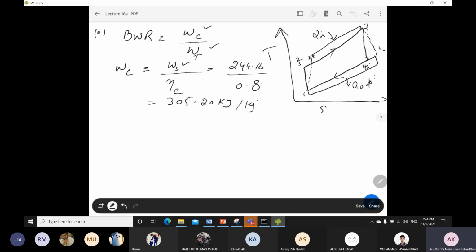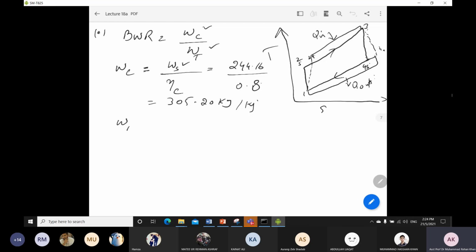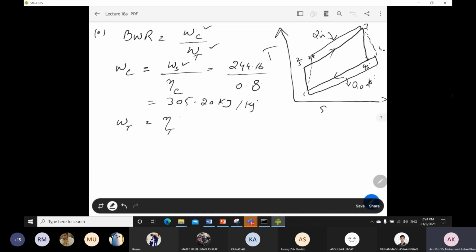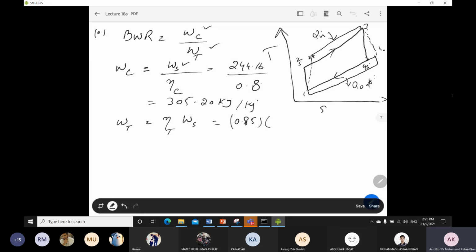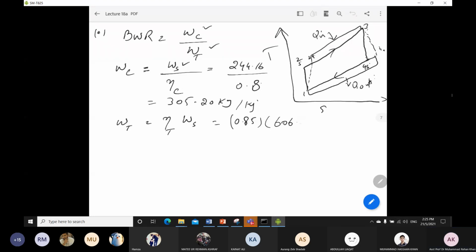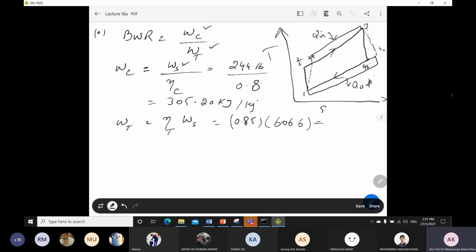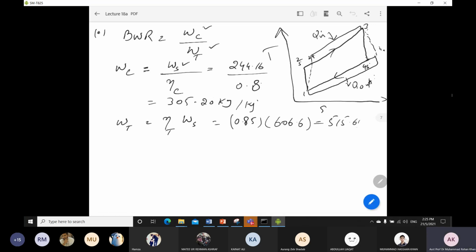Similarly, we have to find the actual turbine work. The actual turbine work is equal to the isentropic efficiency of the turbine multiplied by the isentropic work of your turbine. This value is 0.85, mentioned in your question, and WS you can get by going back to example 9-5, which is 606.6 kilojoule. If you solve it, you will get 515.61 kilojoule per kg. Now we have the actual compressor and actual turbine work.